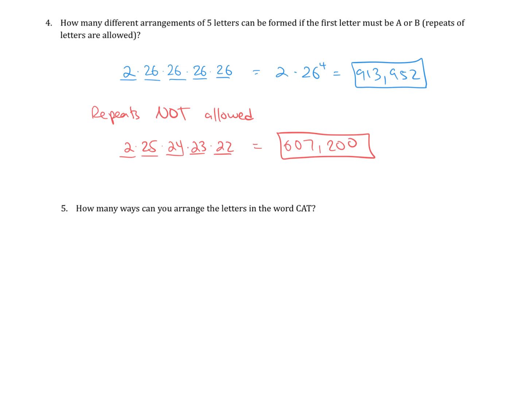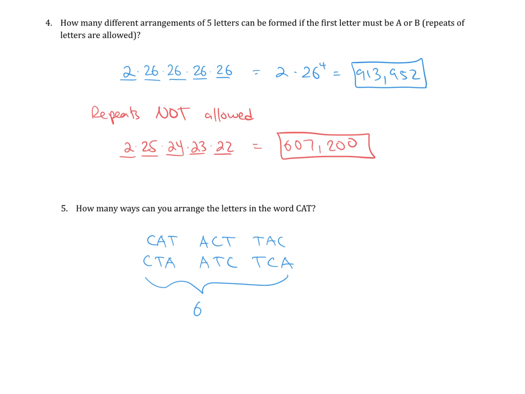Hopefully you had a chance to try this yourself, but I'm going to start with CAT. I'm going to switch the A and the T and have CTA. I'm going to put the A in the front, and then I can use either C next or T, so ACT and then ATC. I'm going to put the T first, TAC, switch the A and the C, and get TCA. And so I have 6 different possible ways, 6 arrangements of those 3 letters.